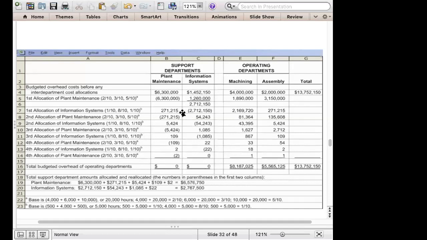So you can see that this number keeps decreasing. Before you allocate 6.3, then 271,000, and then 5,000, and then 100, and then $2. So it keeps reducing. So until it becomes zero, you will keep allocating. All right, so this is called the algebraic method. Right, so that will be the allocations of this. And again, this number will be the same because you are allocating this number here, right? But your allocation will be different.